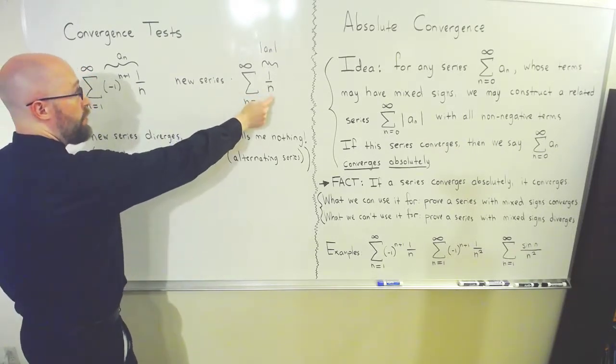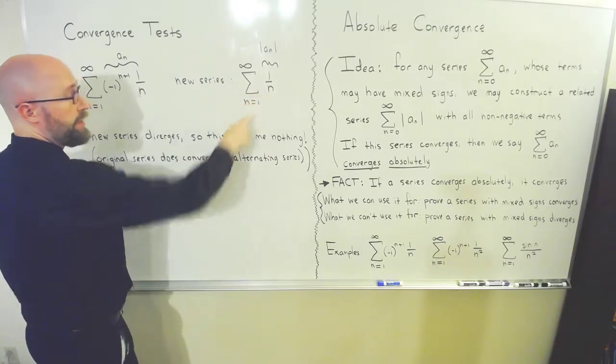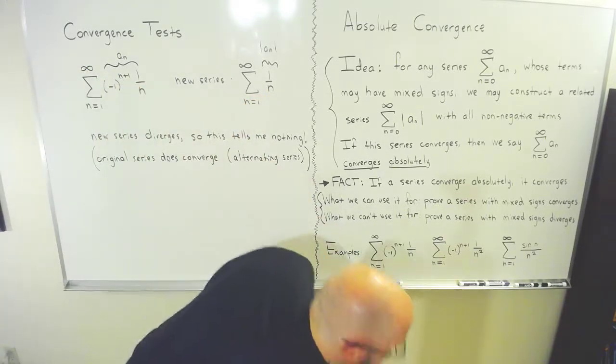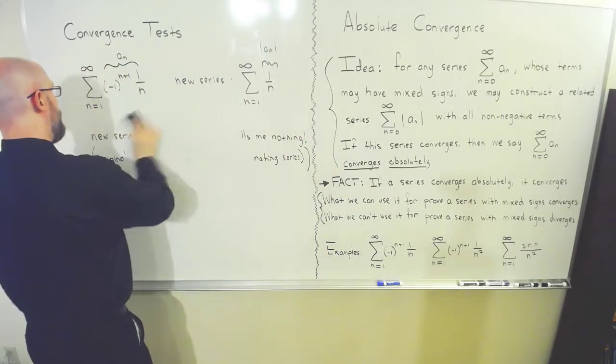You would have had to hope that this one that you got from taking the absolute values converges, and then you could have made that conclusion. All right, so let's look at another example now.